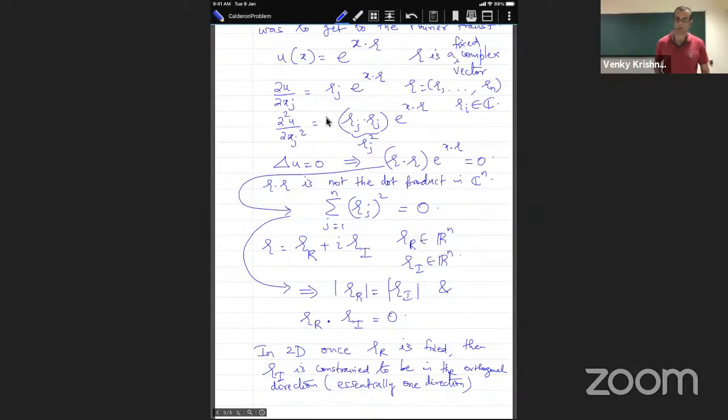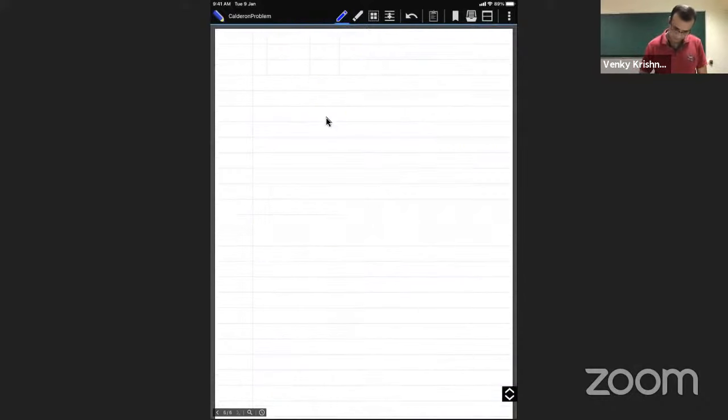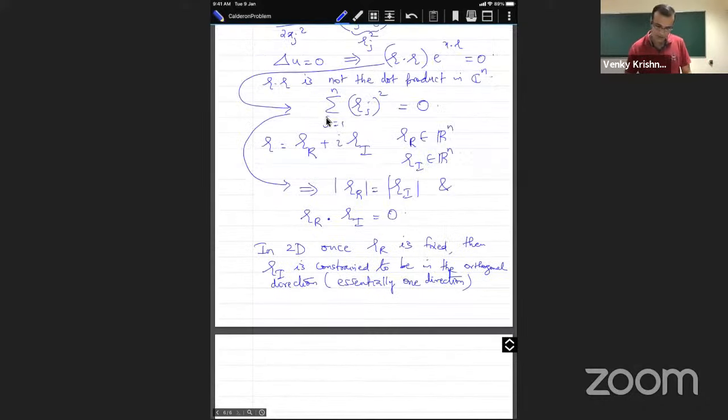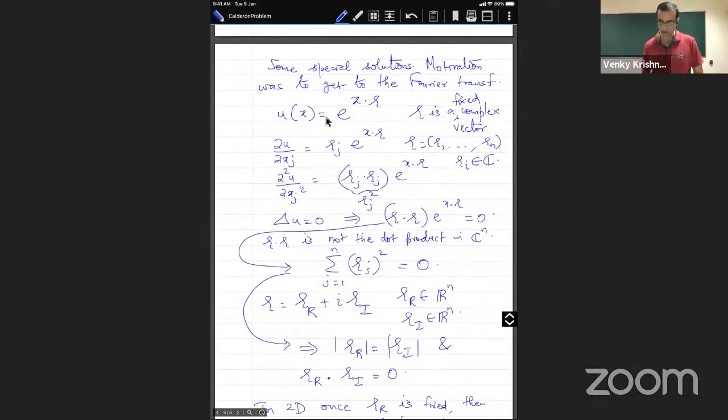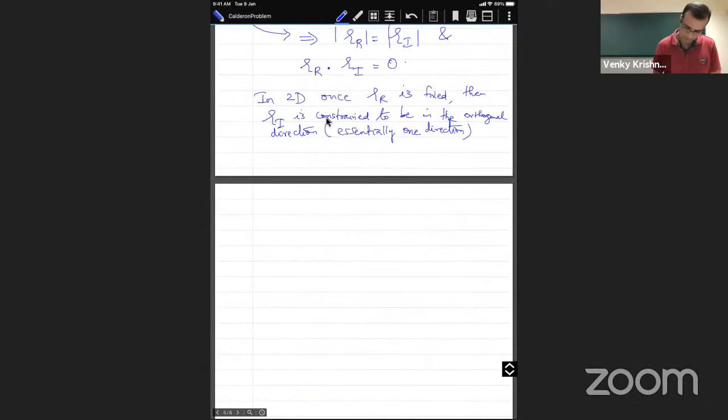Now, what was the motivation for Calderon to actually consider such special solutions, u of x equal to e to the x dot zeta? So what was the motivation for Calderon?